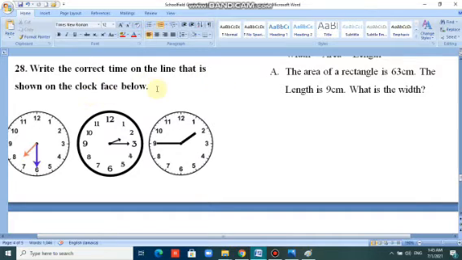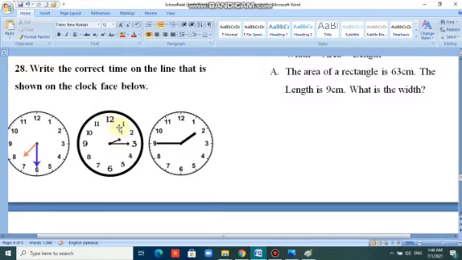Now write the correct time on the line that is shown on the clock face below. So this clock is showing 7:30, or half past 7. So remember now, 2 numbers on the clock show quarter. 6 shows half. Good. So it's 7:30.